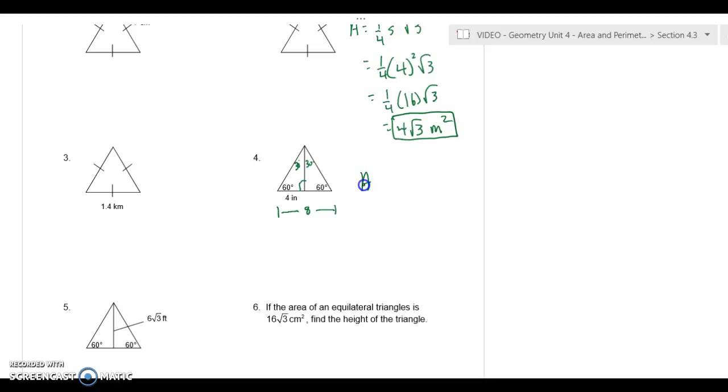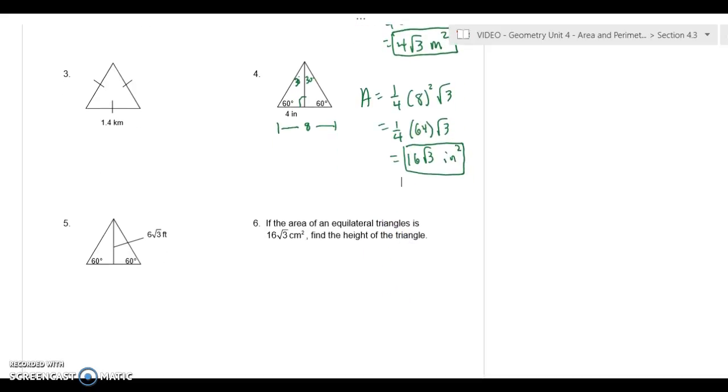So when we find the area of this one, it's 1/4 of 8 squared times root 3. 8 squared is 64. So this gives us 16 square root of 3 inches squared.